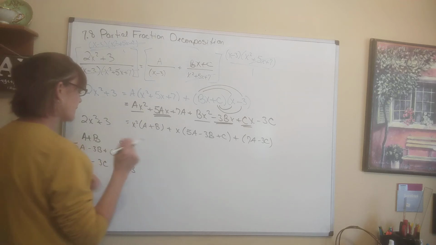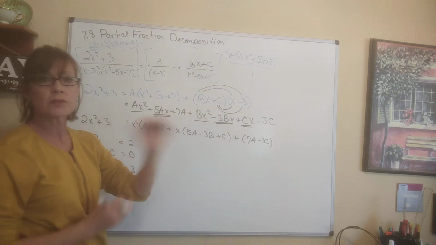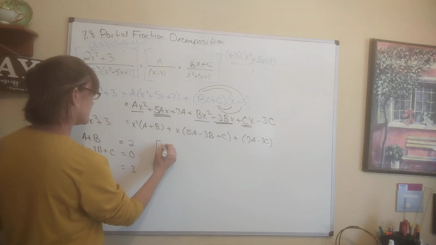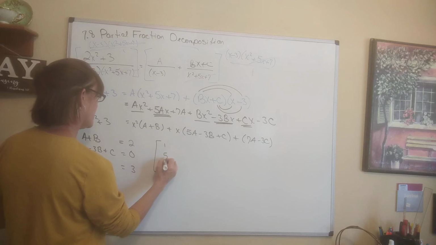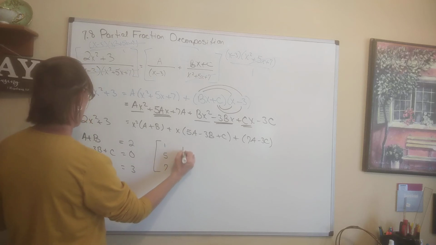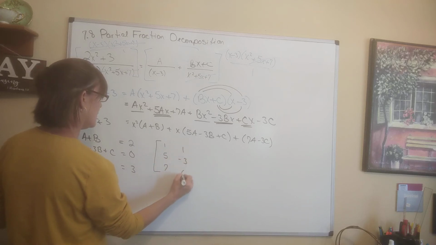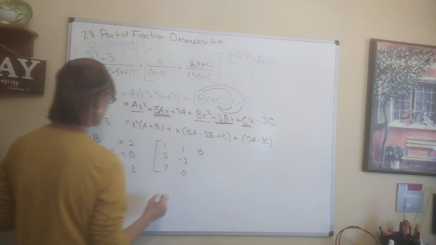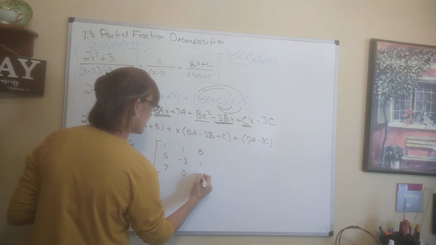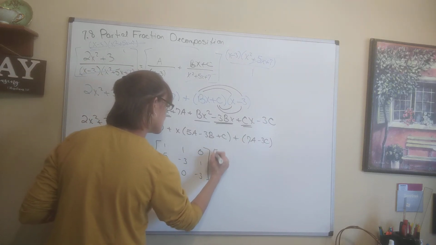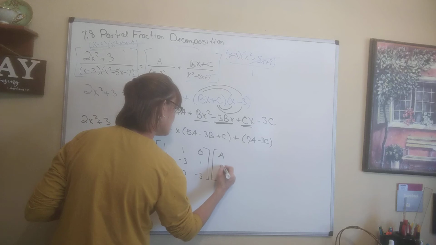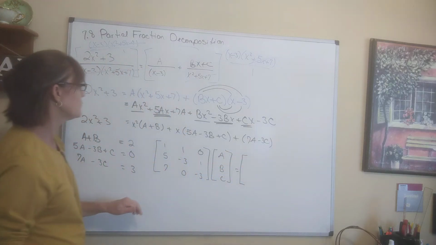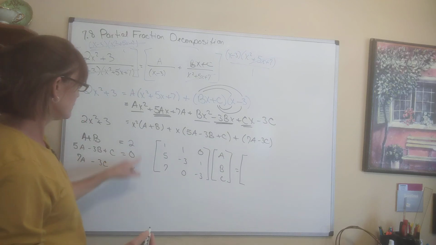So if I were to write the matrix equation, which I will ask you to do, let's just do it in this case. Here's the coefficient matrix. 1, 5, 7. 1, negative 3, 0. There's no b term. 0, there's no c term in the first equation. 1, negative 3. This is the coefficient matrix. The variable matrix is a, b, and c. And the solutions matrix is going to be 2, 0, 3.